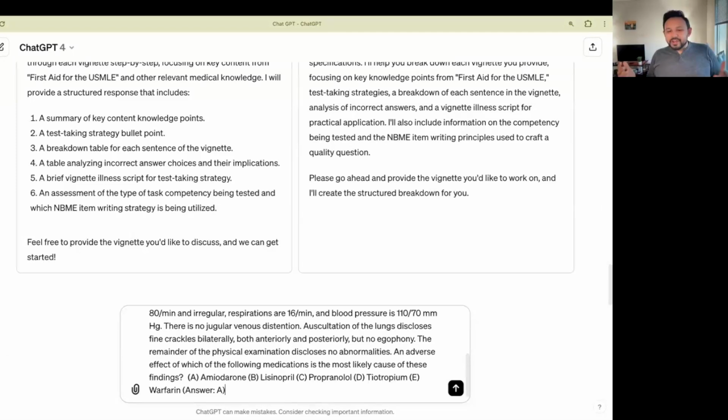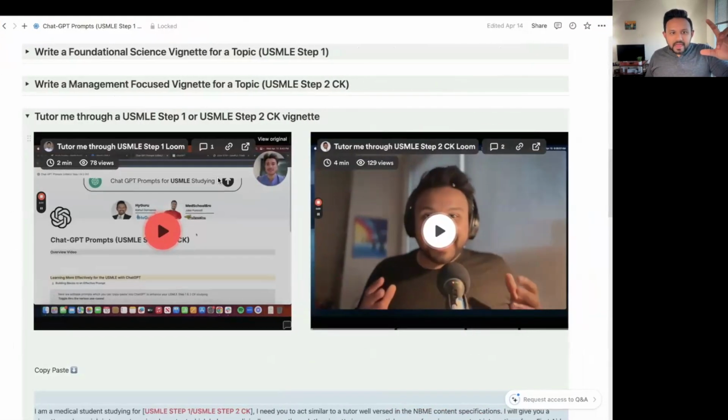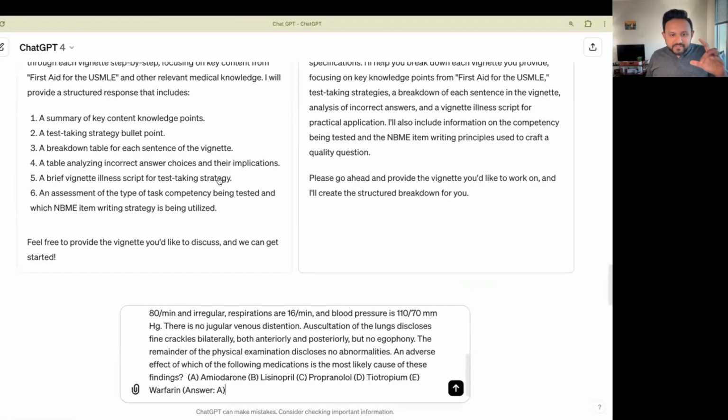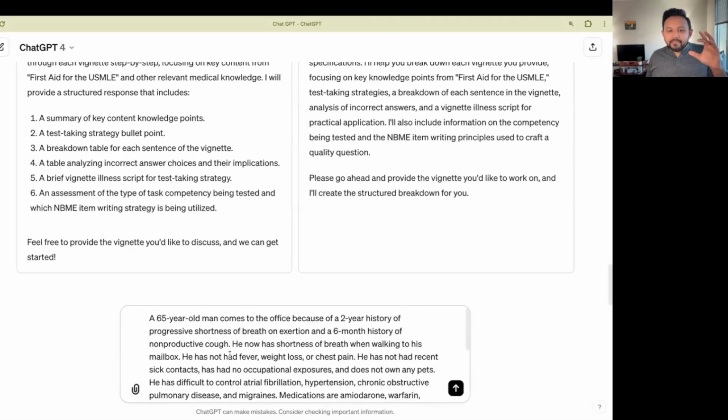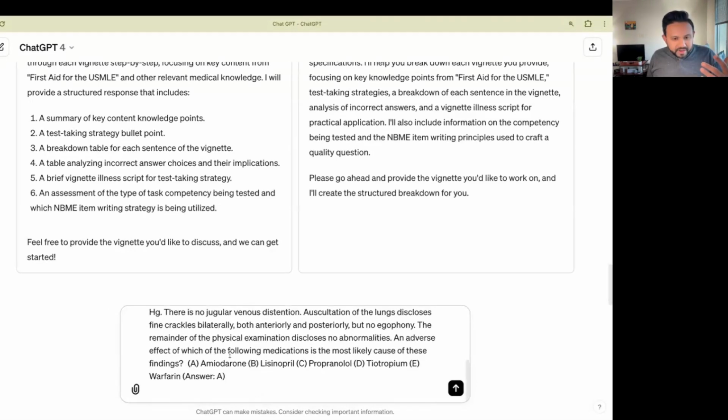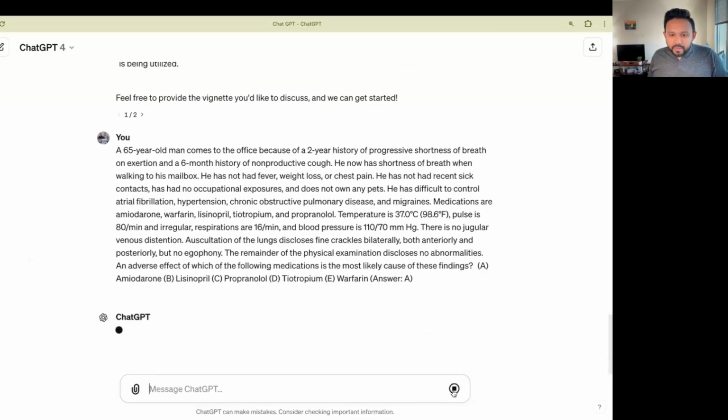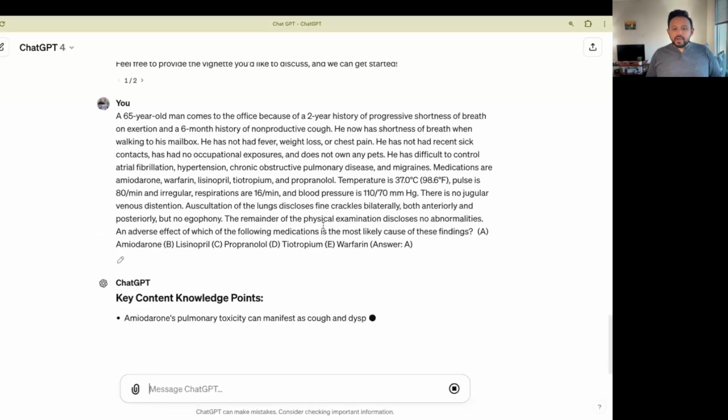All right, sounds good. Why don't we pause here and go through the steps we took. What we are doing right now is a Tutor With Me from the prompt guide. I put it as a Step 2 CK vignette. Again, I'm using the vignette, I need a breakdown of it, and I want it to tutor me. And I put in the correct answer so that it can center itself on the correct answer. All right, so here we go.